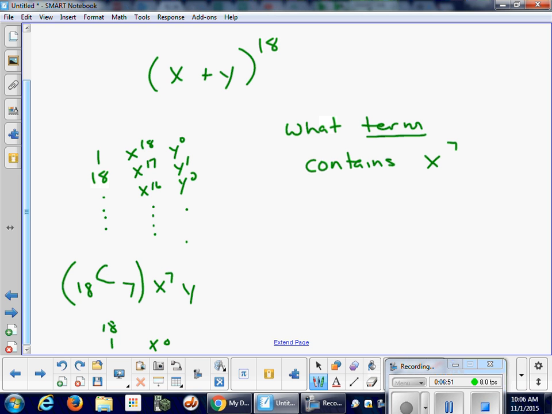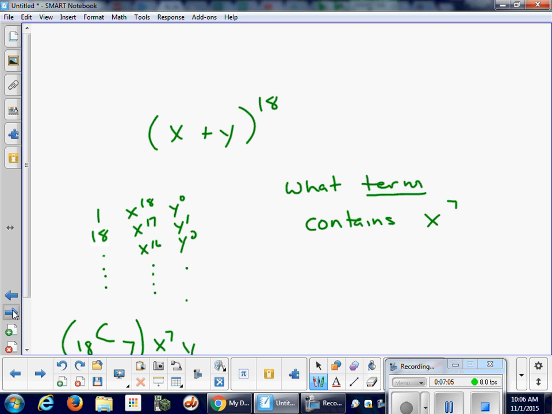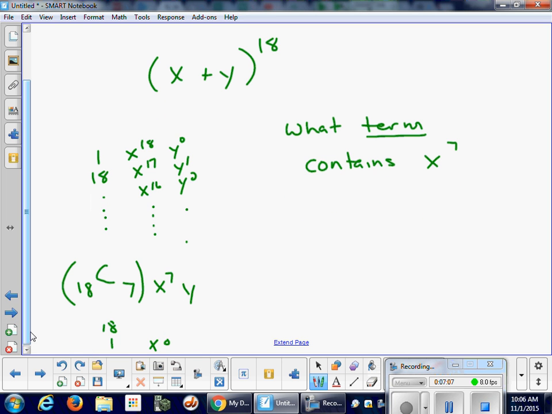How did I know that? I just showed you. Back here, we showed you that this, I can use either of the exponents, will be the subscript on my combination. So I have 18 choose 7. And how can I get this value? What did I tell you about these two? These two together must add up to 18. So this has to be an 11.